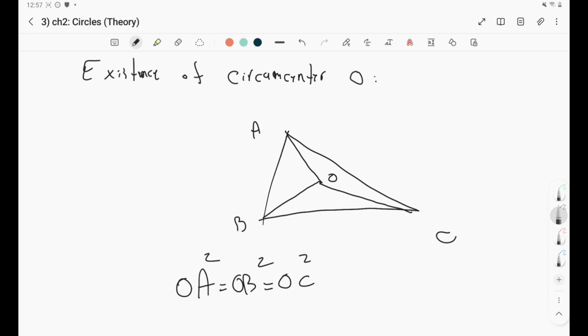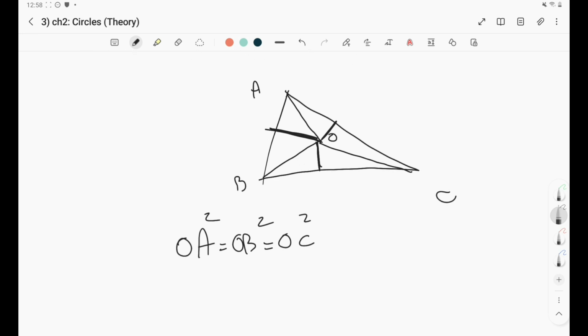Let's call it O. This radical center satisfies OA square equals OB square equals OC square, and hence indeed we do have this point O. Furthermore, of course, we already mentioned that this is the radical axis, this is the radical axis, this is the radical axis. So the radical axes are just the perpendicular bisectors, and hence they indeed meet at one point, that is O, the same O.